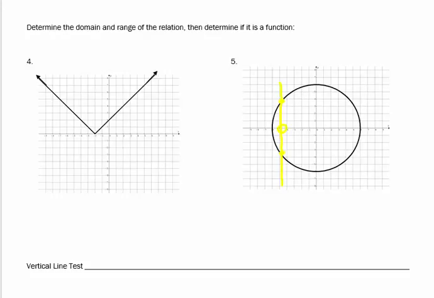So that means this x value right there was used twice. It went up to that y value and down to that y value. So this is not a function. Why? It failed the vertical line test. Therefore, that meant my domain repeated. So definitely not a function.